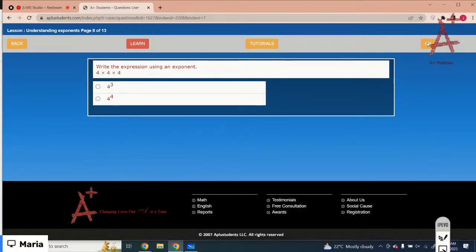Okay, write the expression using an exponent. So which of the option is the correct one? 4 times 4 times 4. So which option is the correct one? Yes, the first one. That would be 4 cube because 4 is multiplying 3 times. So it would be 4 cube. Very good.